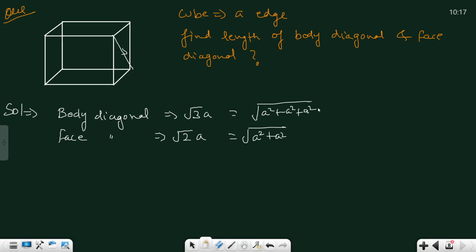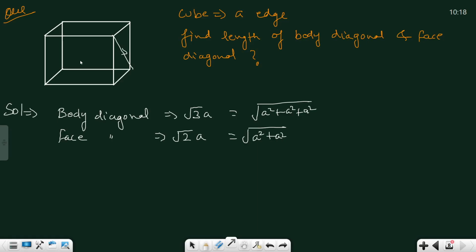What is the answer for its vector? The vector will depend on which diagonal you are taking, because there will be different body diagonals. One is this, one is this, one is this. So it depends which diagonal you are taking into consideration. So the vector will depend on which direction you are taking.